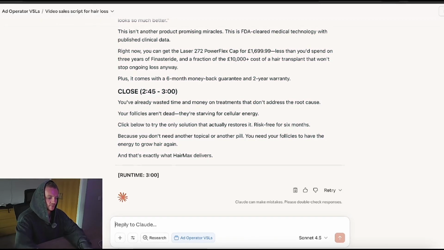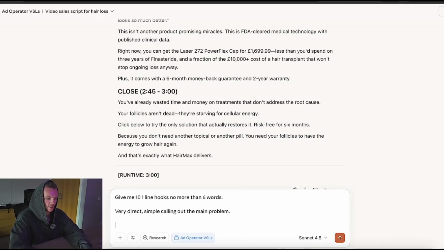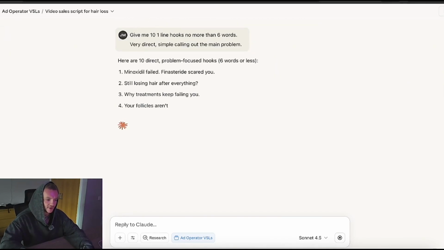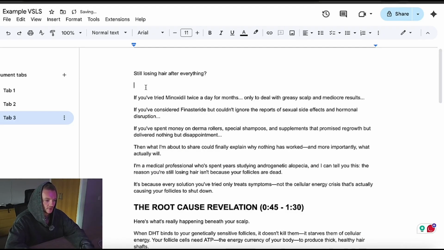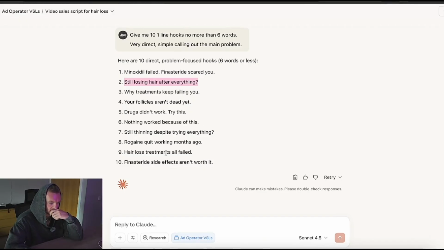Now I'm going to say, give me 10 one-line hooks, no more than 6 words. Very direct, simple, calling out the main problem. Now what I want here is very simple hooks like receding hairline, watch this. Still losing hair after trying everything, right, this is one of them. So that's a hook. What else did it give us?